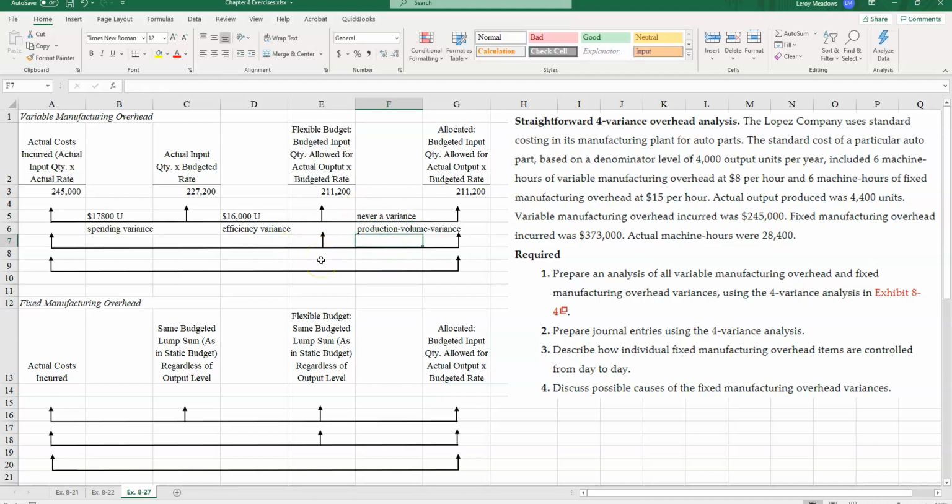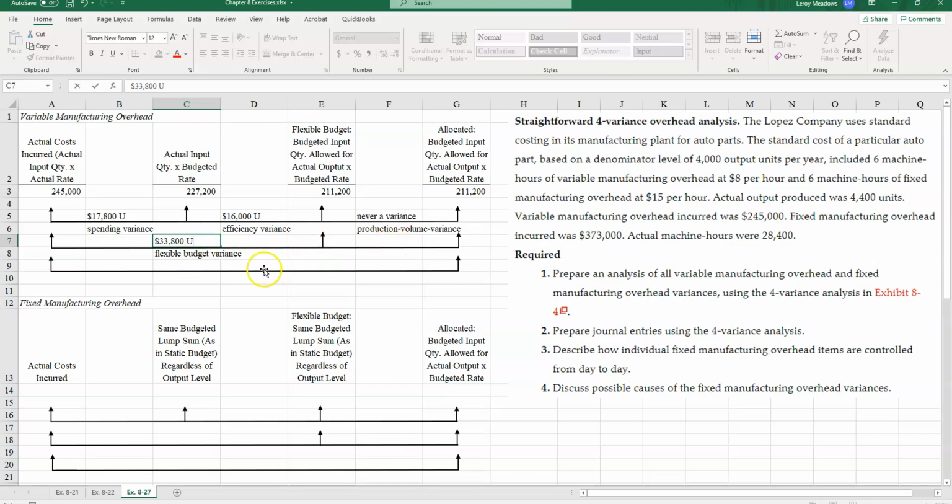So what is my total flexible budget variance? It's going to be the netting together of the 17,800 and the 16,000. I'm going to add these two up since they're both unfavorable, and I get 33,800. And again, there's never a production volume variance here.